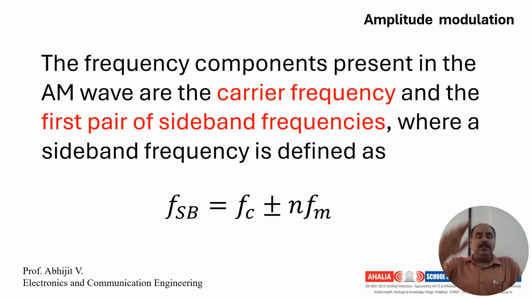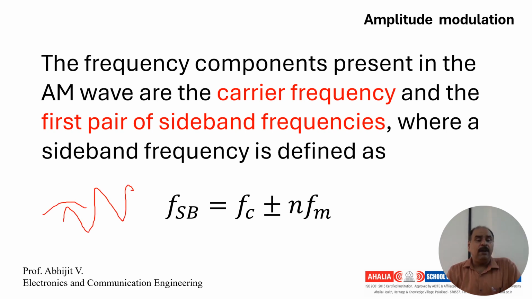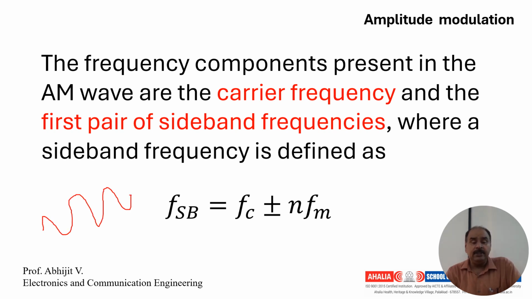You might have noticed that you have a signal like this, right? And you have another one like this, right? Another one like this. I'll use multiple colors for you to understand. This is the carrier signal and let this be the message.